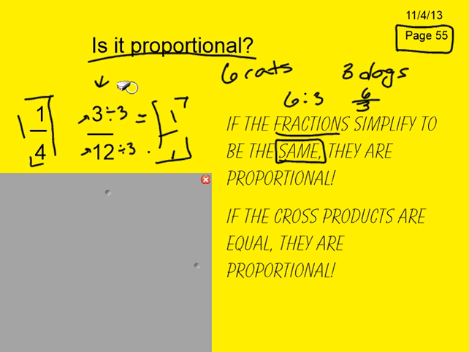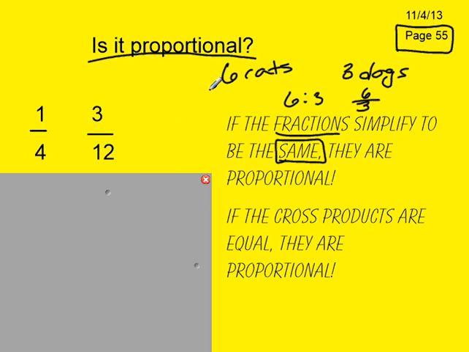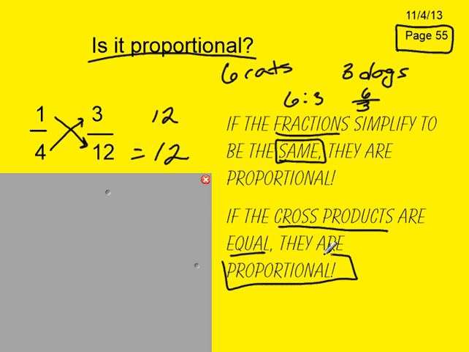You can also tell another way, if you have two fractions, using the cross products. I think you've done cross products before in previous years, but essentially you take the numerator of one and multiply it by the denominator of the other, and that would equal 12. And then the denominator of the first one times the numerator of the second one would also equal 12. If your cross products are equal, the fractions are proportional. So there's two different ways you can check to see if fractions are proportional. Make sure you're writing all this down, guys.